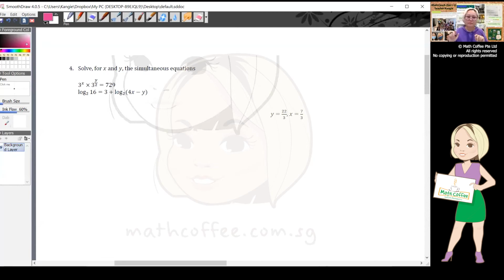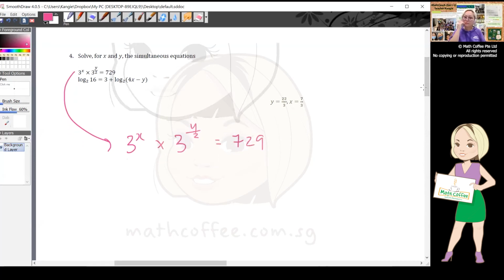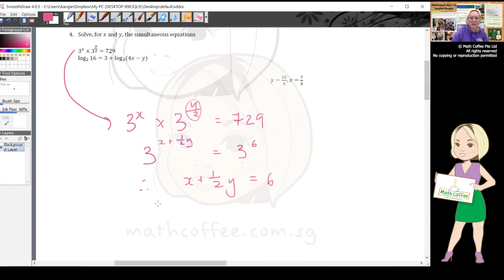This one has both indices and logarithm, so it's not purely logarithm. Let's take a look at this one: 3 to the power of x multiplied by 3 to the power of y over 2 equals 729. With indices, when you have the same base and multiply, you add the power. So for this case, it's base 3, x plus y over 2, which is half y. Then I check that 729 is 3 to the power of what. You can try 3 to the power of 5, 243, 3 to the power of 6, 729. So my right-hand side is 3 to the power of 6. Now I have changed it to a common single base, so I can remove the base and say x plus half y gives 6. I don't like to see fractions, so multiply by 2 throughout. You get 2x plus y equals 12. This is my equation 1.